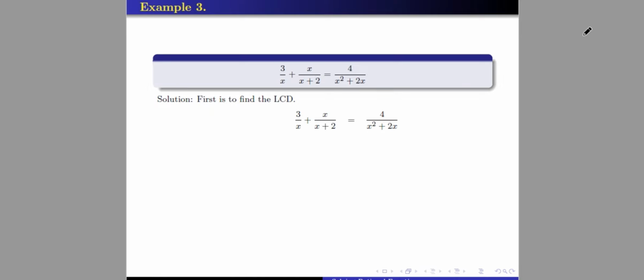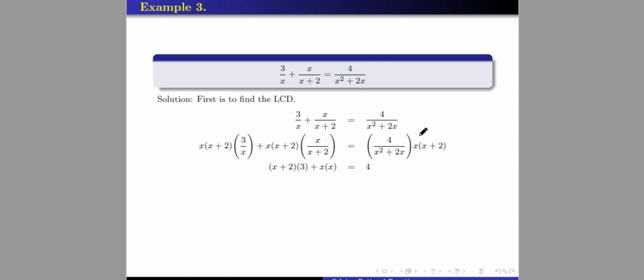So that's our LCD. So therefore, we will multiply again all of these by the LCD to each rational expression. Then take note that we can cancel x. So we have x plus 2 times 3. And on the next term, we can cancel x plus 2. So x times x, we have x times x. And on the right hand side, we can cancel everything. So what remains is 4.